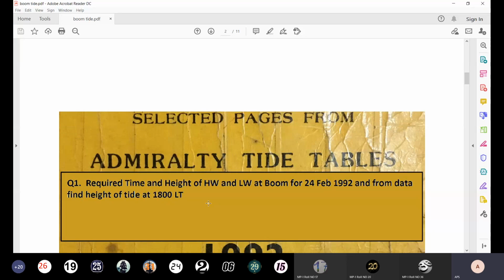First we need to find out time and height of high water and low water at Boom for that date, 24th February. And from this data which we'll get, we have to find the height of tide at 1800 local time. That means standard time of that zone, because we have not been given anything about daylight saving. So this local time will become the standard time for Boom also.